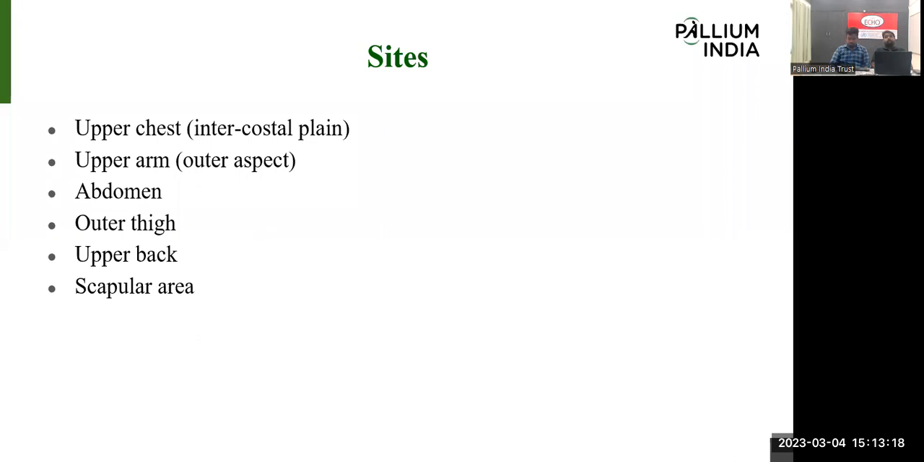Then the abdomen. Abdomen means 2 inches around the umbilical region, where we can give the subcutaneous injection in the abdomen.